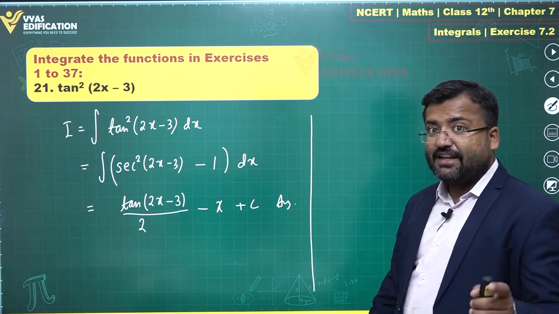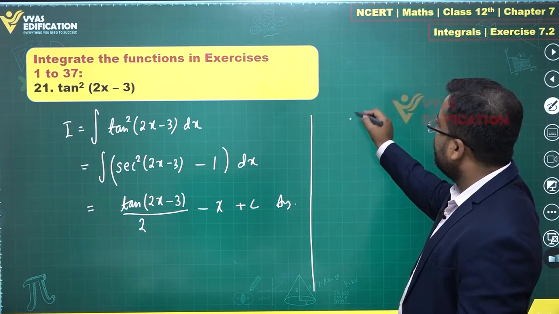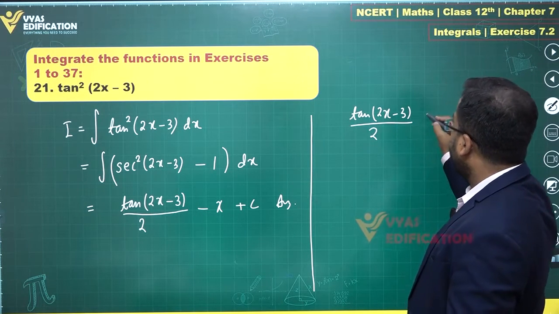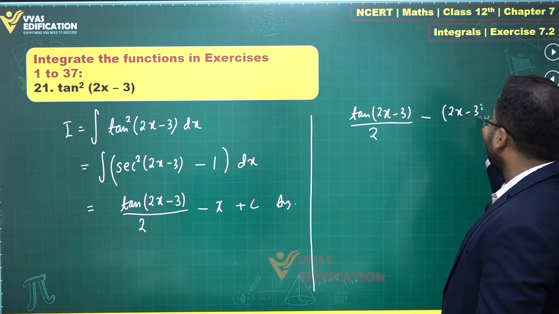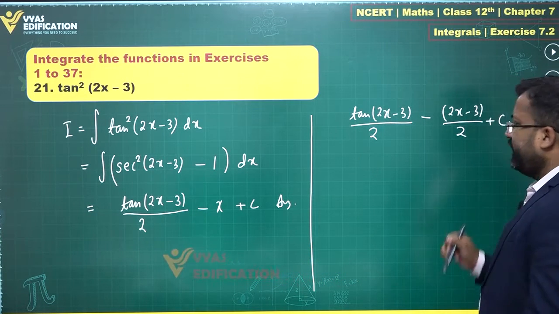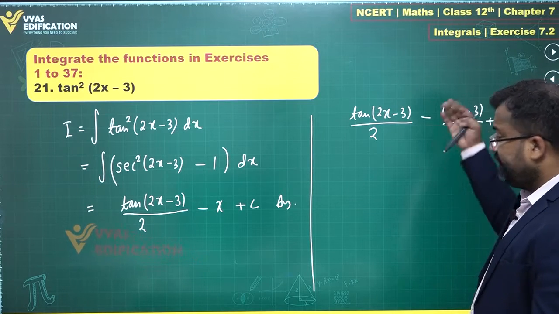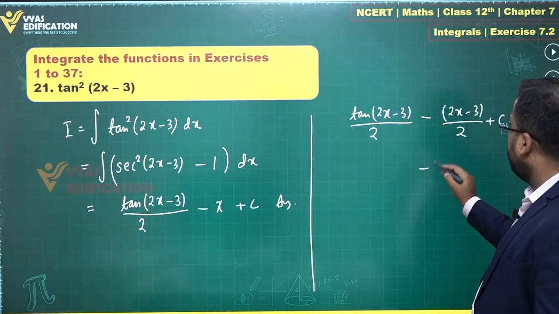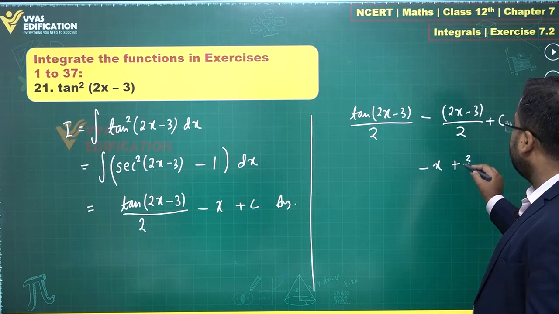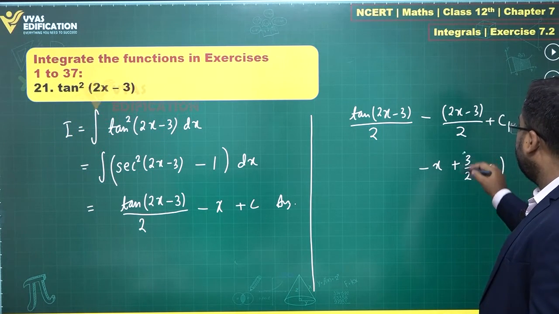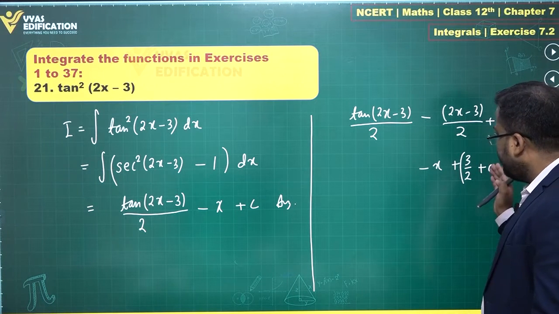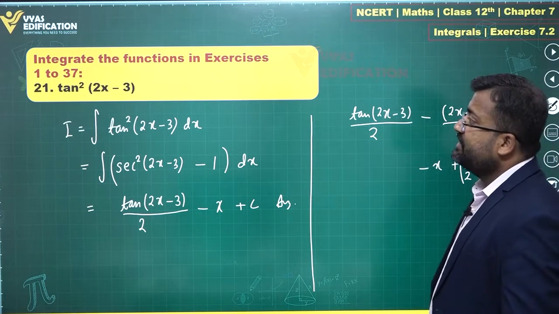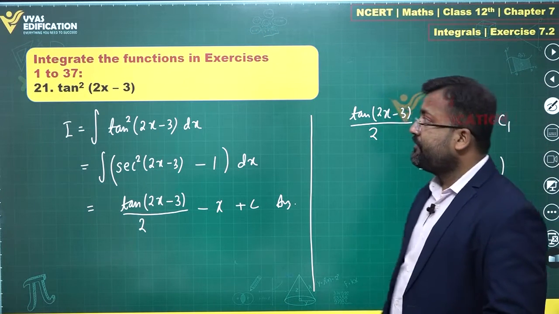In that case, let me give you a hint. You would have obtained tan of 2x minus 3 upon 2 minus of 2x minus 3 upon 2 plus some constant of integration. If you had followed that, after resubstituting, this is what you'll get. And this term is the same. What about this term? Do you observe that this is minus x plus 3 by 2 plus c1. c1 is a constant, 3 by 2 is a constant. They can be clubbed together to give you another constant c, and yes, matching answers, right? Interchangeable. So that's the 21st question for us.